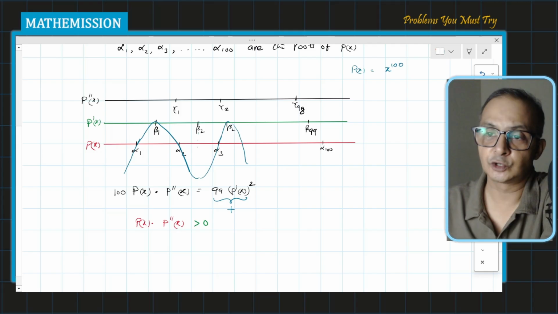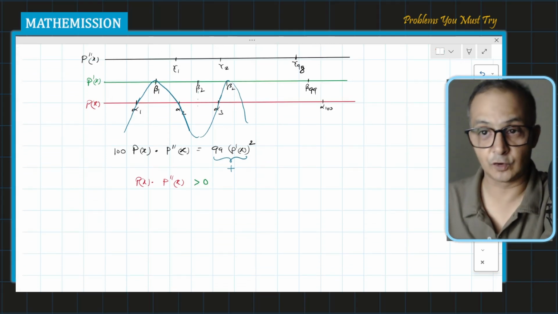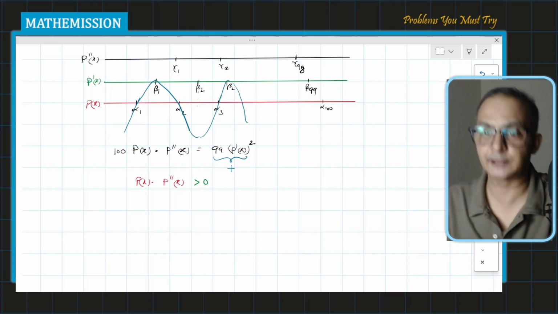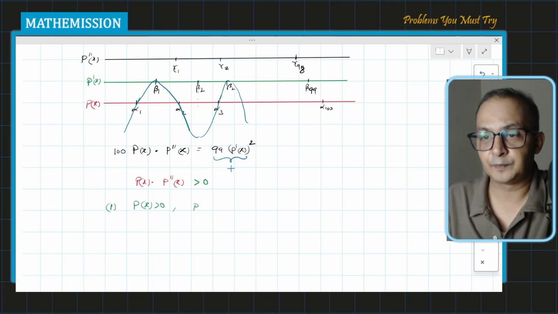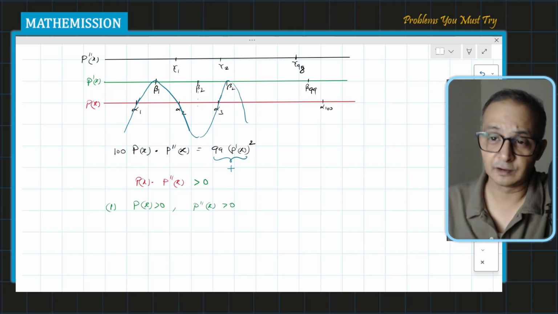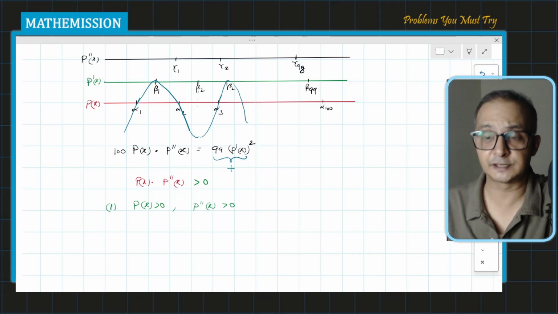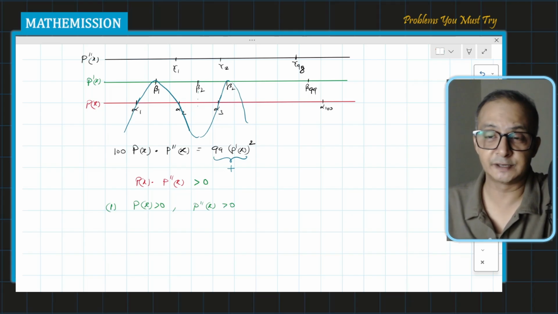If these are going to be positive, then what are the conditions? Means what are the conditions we have for the p(x) and p''(x) to make the product positive? So the first situation can happen that the p(x) is positive and p''(x) is also positive. And when this happens, our graph, the p(x) is positive means it lies above the x-axis, and p''(x) is positive means it is concave up.